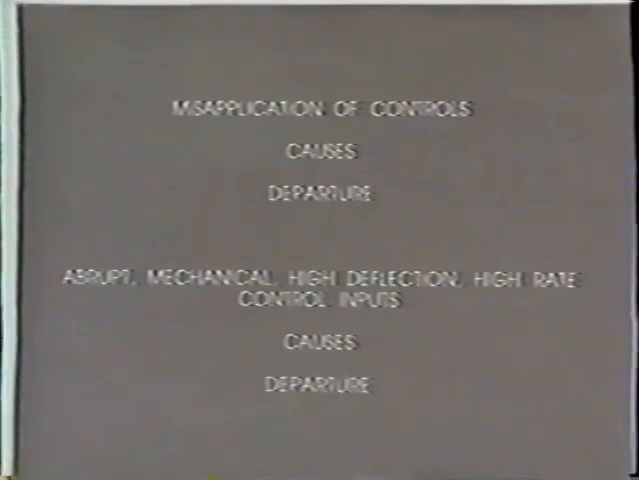Departure is a complete loss of control. Although loss of control can result from numerous causes, including structural failure or pilot incapacitation, departure is typically associated with pilot-induced loss of control. If flight controls are misapplied, the A-37 can depart controlled flight at any airspeed and in any configuration. The A-37 is a stable and predictable aircraft. It resists departure, but the pilot can cause the aircraft to depart by applying abrupt, mechanical, high deflection, high rate control inputs.